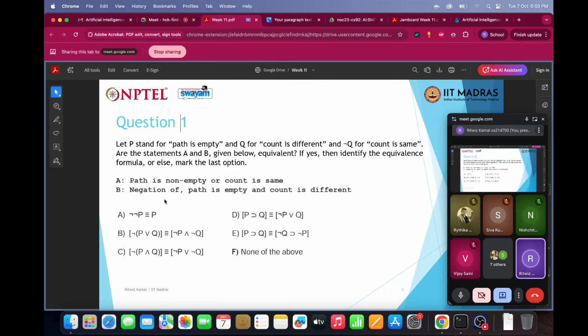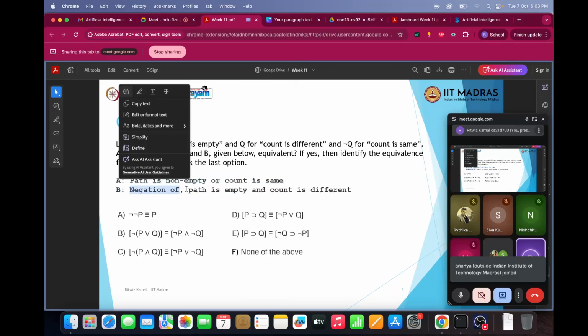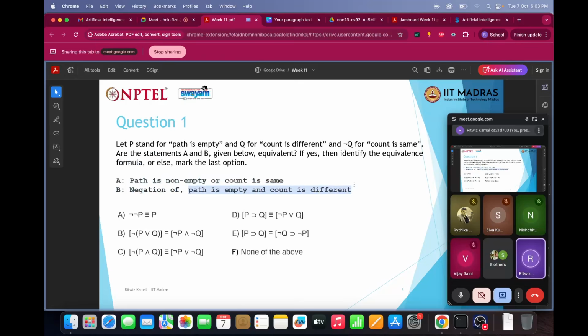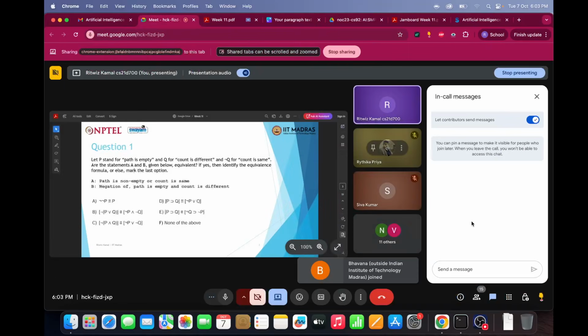Now you are given two statements below, A and B. A says path is non-empty or count is same, and statement B says negation of path is empty and count is different. Given statements A and B, whether they are equivalent or not, that is what we have to find. And if they are equivalent, we have to identify the equivalence formula from the given options over here, A, B, C, D, E, F. So which one do you think would be the correct option? I'll let you try to think about it for a minute and then we can discuss the solution.